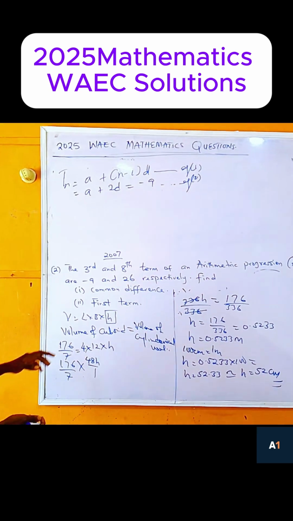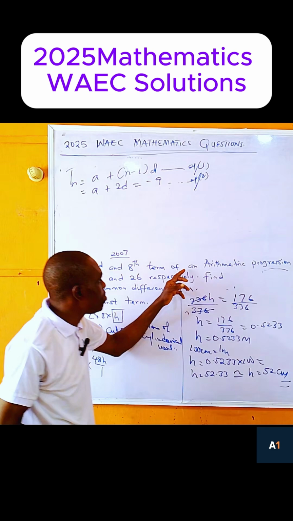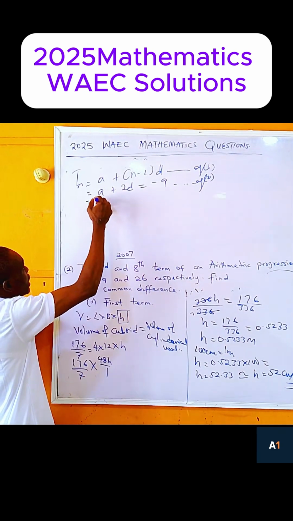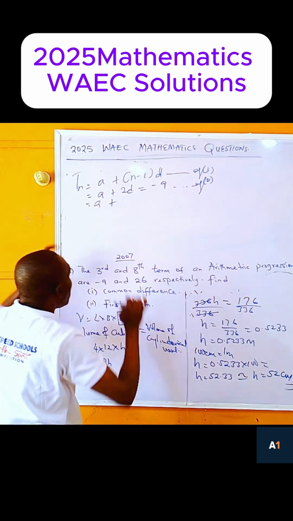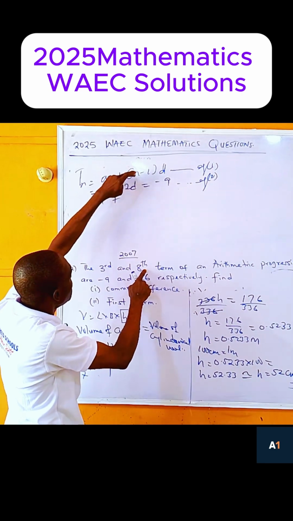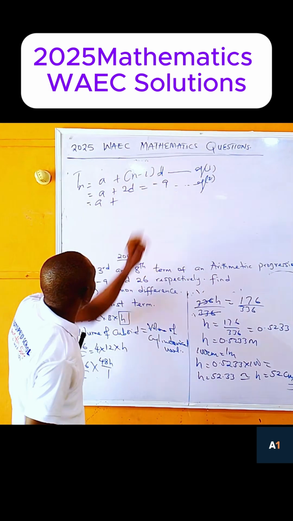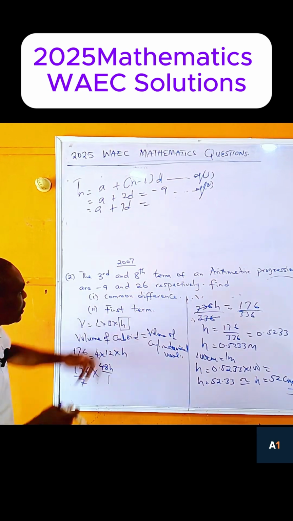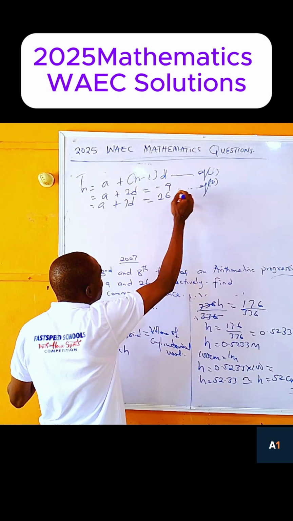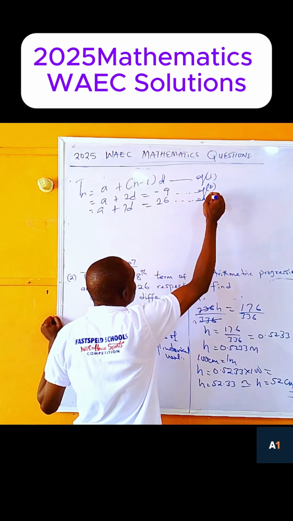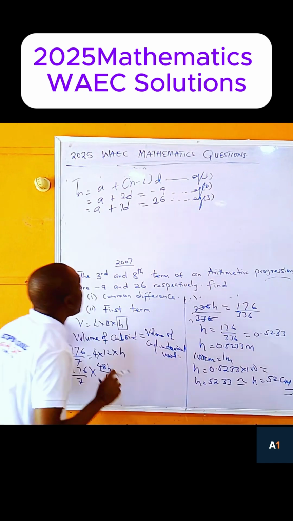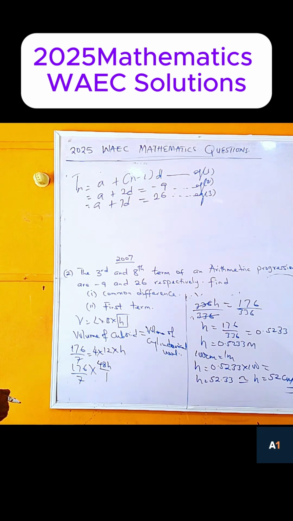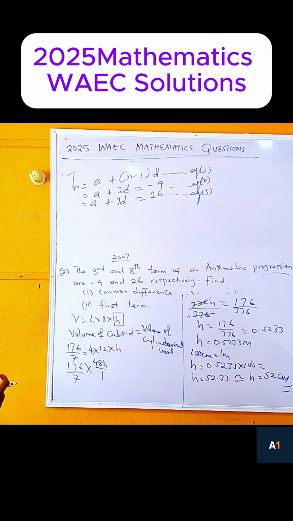Now let's look at the second statement. The 8th term of an arithmetic progression is 26. So the second one is A plus, now n will be 8, then 8 minus 1 will give you 7, 7 times D, we have 7D, which will give us 26. So we have A plus 7D equal to 26. Then equation 3. Now if you look at this critically, it looks like a simultaneous equation, so we now solve it simultaneously.